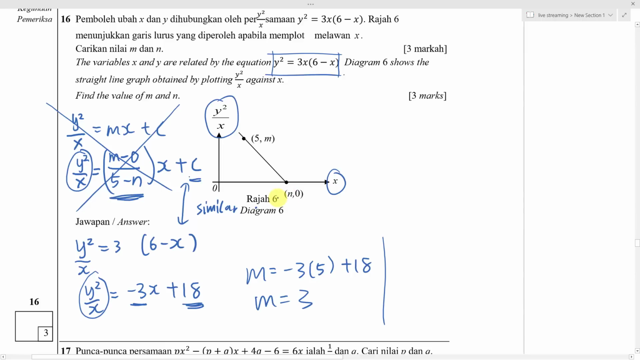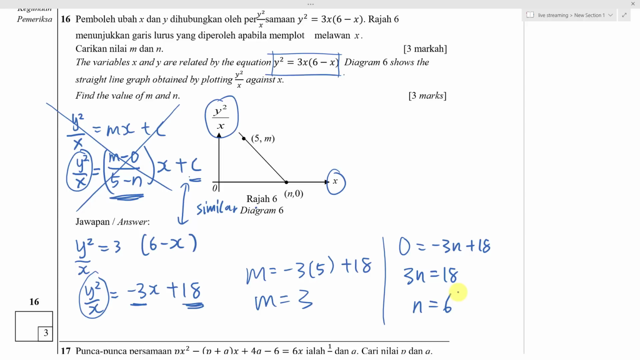And then I will sub the second coordinate into here. When the whole thing, y squared over x, equals 0, it is minus 3n plus 18. So 3n equals 18, n equals 6. Yeah, the comparing method doesn't work in this case. So basically you just need to plug in the coordinate and then you will get the answer easily. Because you're not finding c in this case.